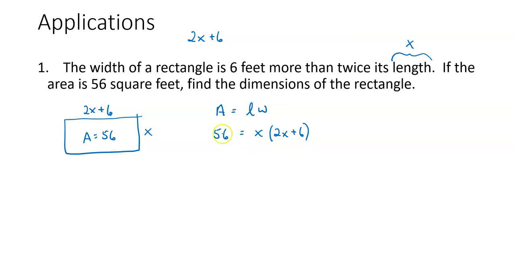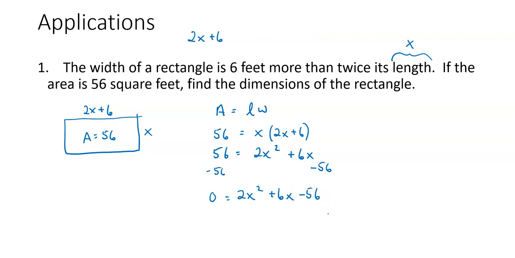So let's distribute that x so that I get 56 equals 2x squared plus 6x. And now I'm going to move the 56 over to the other side. So I get 0 equals 2x squared plus 6x minus 56.